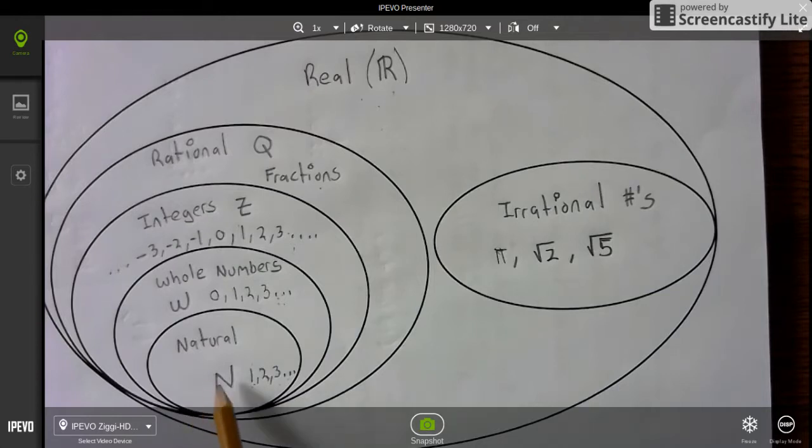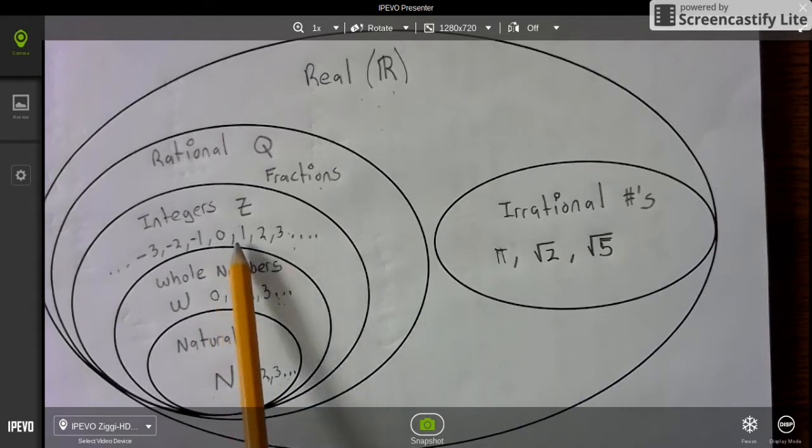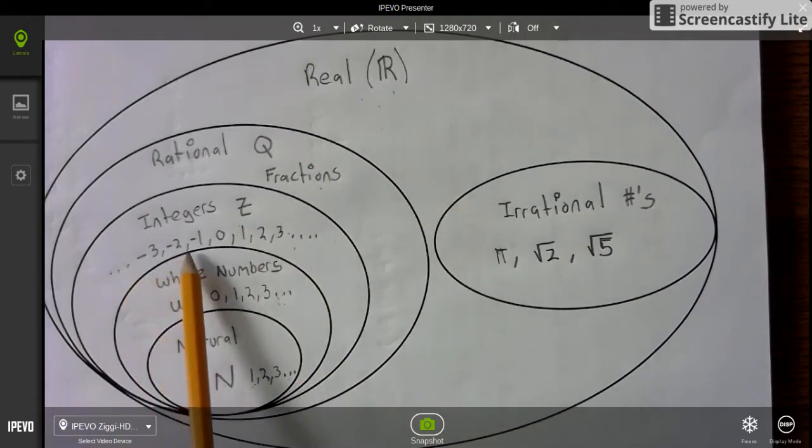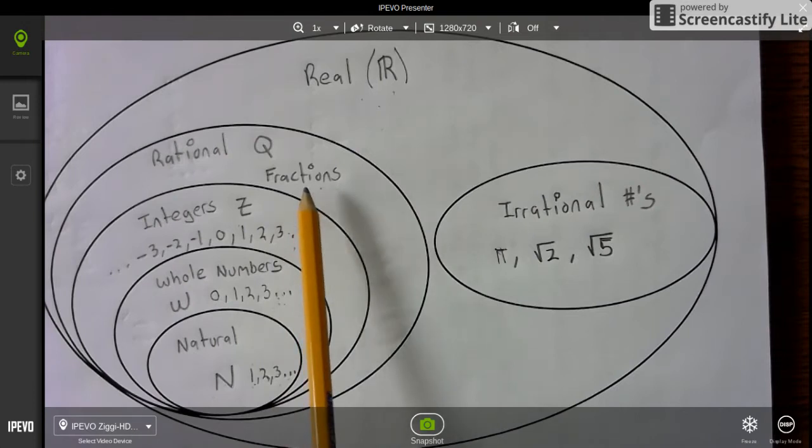Now, the natural numbers are a subset of whole numbers, which is a subset of real numbers. And the whole numbers are 0, 1, 2, 3, ... And then the integers are a subset of the real numbers, and they are -3, -2, -1, 0, 1, 2, 3, ... and that's going in both directions. And the last subset is rational numbers, which you think fractions.